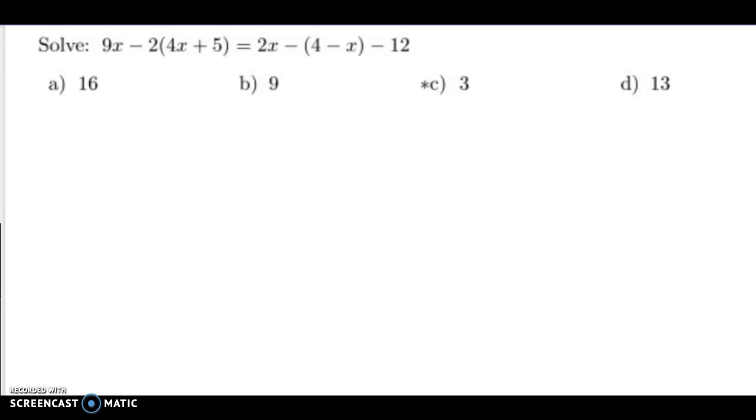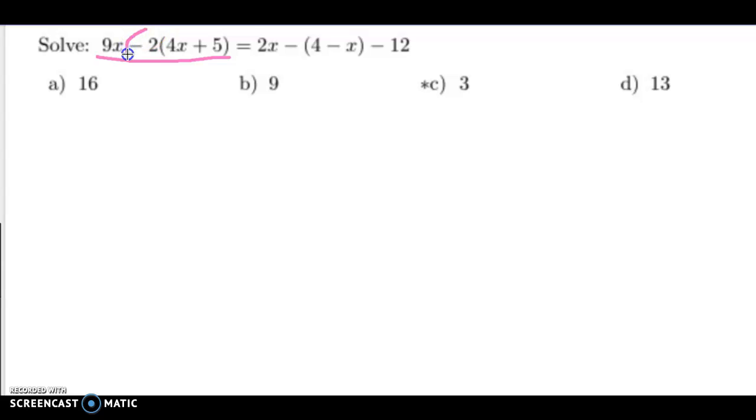Hi everybody, this is CR number 12, helper video number 2, and it says to solve 9x minus 2 times the value 4x plus 5 equals 2x minus 4 minus x minus 12. First thing I'm going to do is I'm not going to rewrite it because there's so much to rewrite, so I'm only going to be focusing on this left side. Remember, the first thing we have to do is get rid of our parentheses.